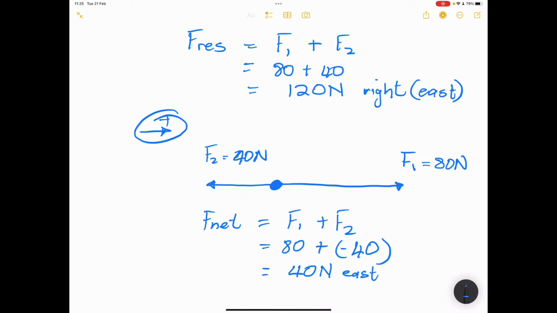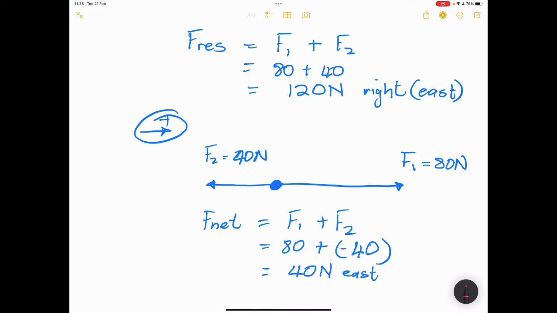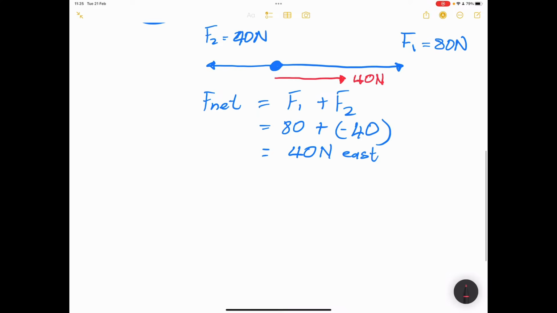So it means if I'm looking at the result of those two forces, the resultant is actually a single force, remember, with the same effect as the two forces combined. So the result of these two forces acting together is just simply 40 newtons in this case eastwards, right? So that would be our resultant, right? Now, nothing wrong with that.